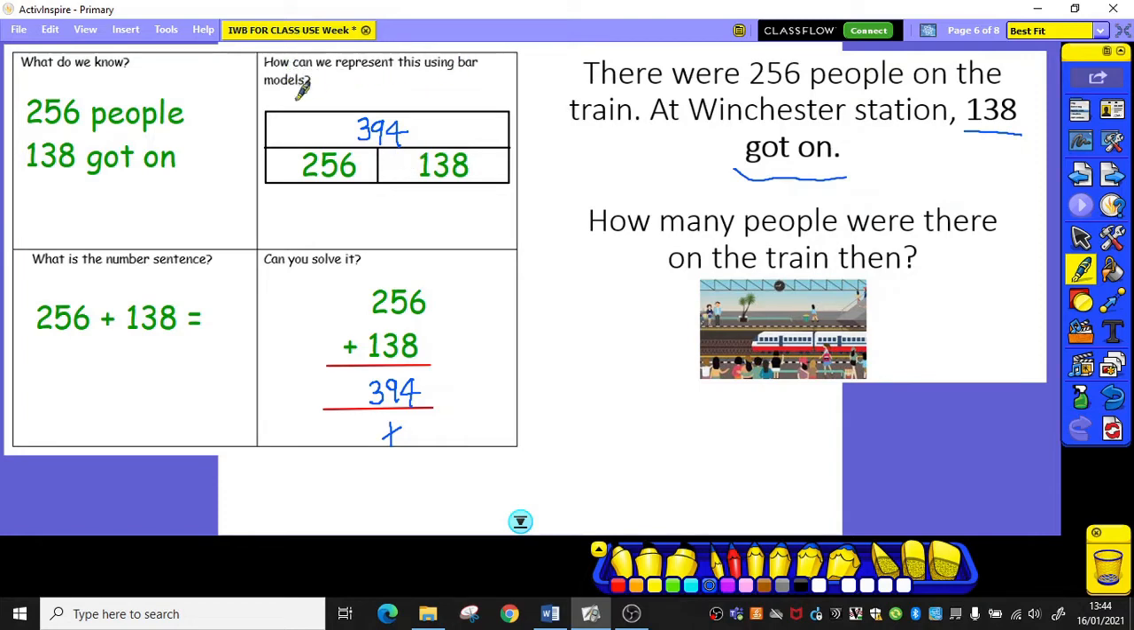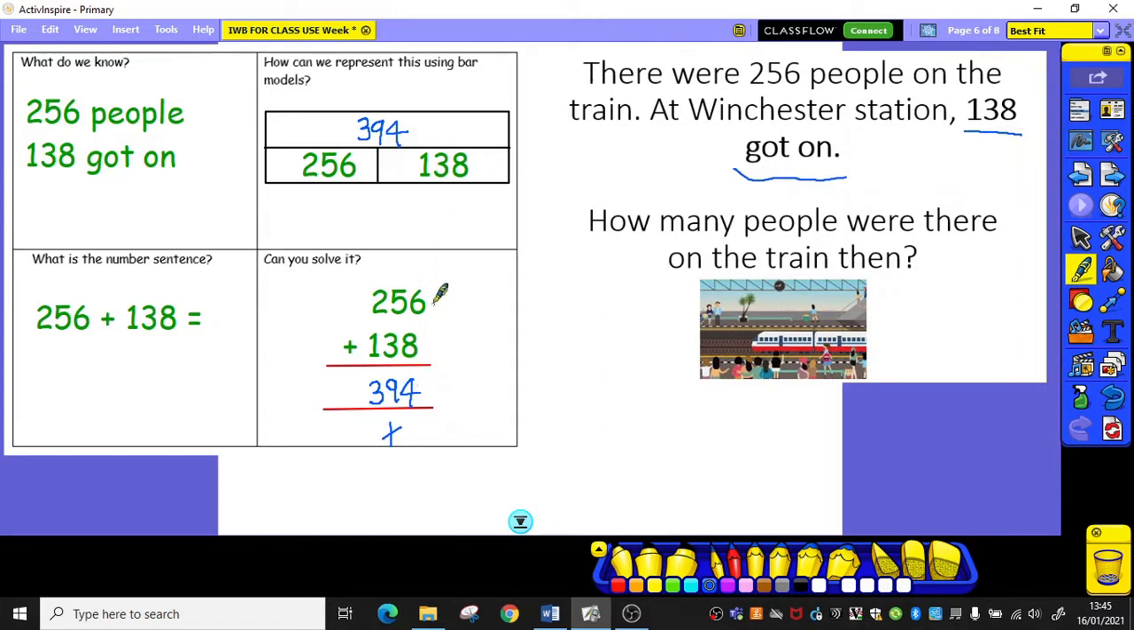How can we represent this using a bar model? Well, on this occasion I'm starting with 256, but I'm adding an amount to that. So I'm going to get a larger total. We can see what the answer is, but it's important we recognise how we got there. So my number sentence was 256 add 138. Here's my written method, and I've got the answer 394.